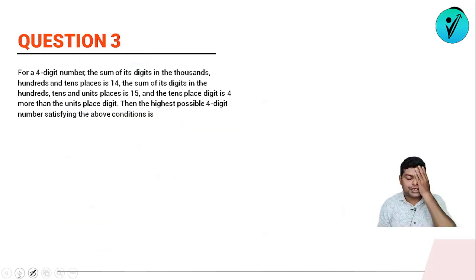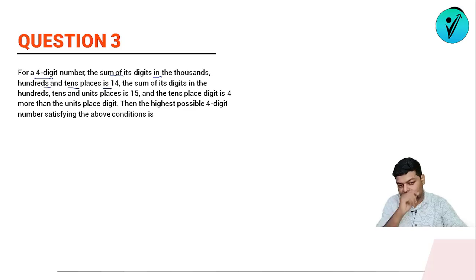Moving on to the third question. So what is the third question? So the third question is from the chapter of number system. It's kind of a puzzle. So for a 4-digit number, the sum of its digits in the thousands, hundreds and tens place is 14. Okay, so we have a 4-digit number.